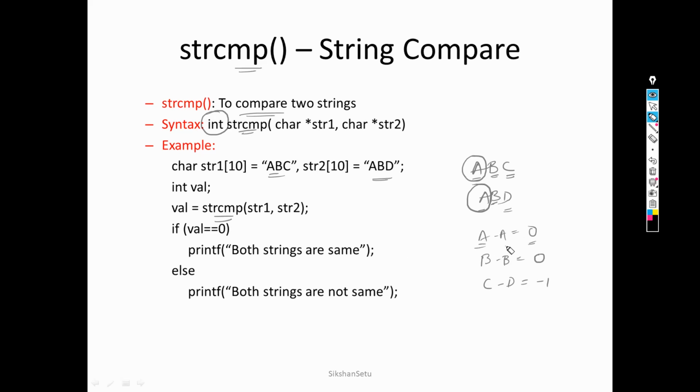Now you might have wondered how it is 0 or minus 1. Here a minus a, b minus b, c minus d, it is all done in the form of ASCII values. So the ASCII of capital A is 65. So when you perform a minus a, that is actually 65 minus 65, that gives you 0. In the case of c minus d, that is 67 minus 68, because the ASCII of c is 67 and the ASCII of d is 68. So that gives you minus 1.